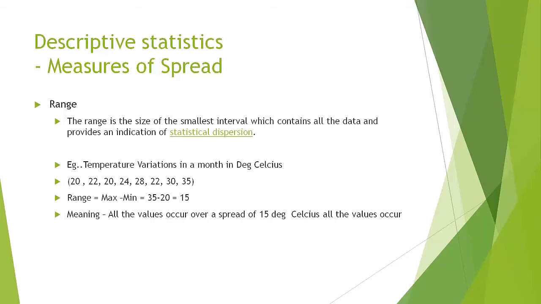Similarly, here we have an example. The temperatures are listed here. The highest is 35, the lowest is 20, so the range is 15. 35 minus 20 is 15. So what it means is all the values occur over a spread of 15 degrees. Similarly, all the marks occur over a spread of 60 marks. So that is the range.